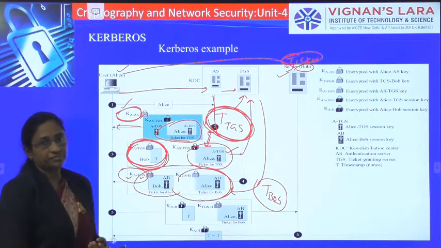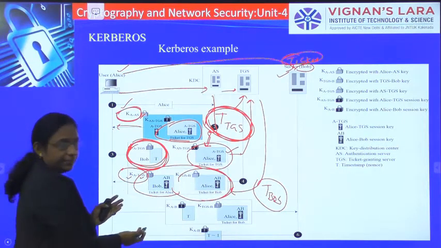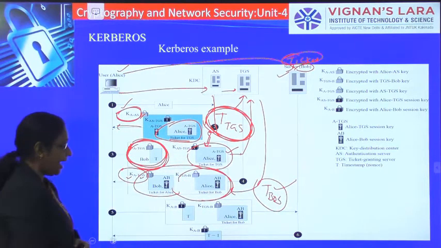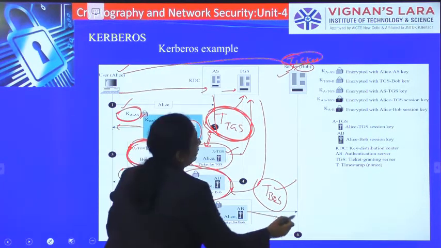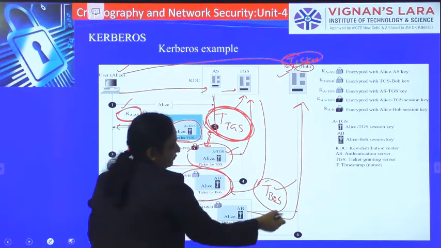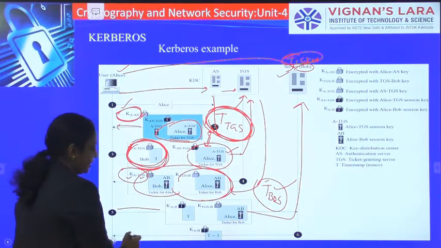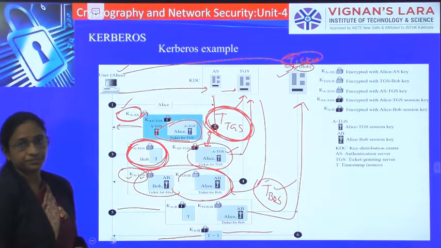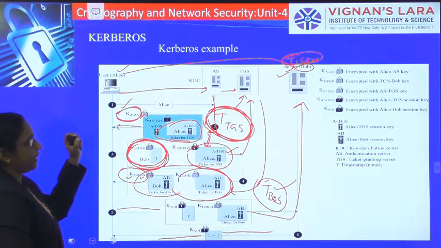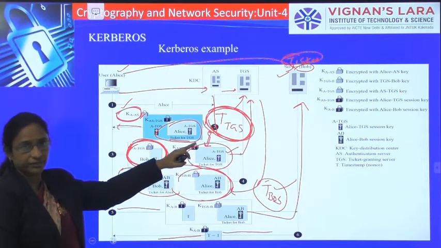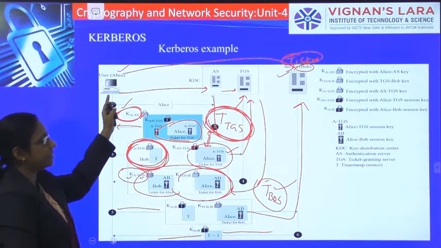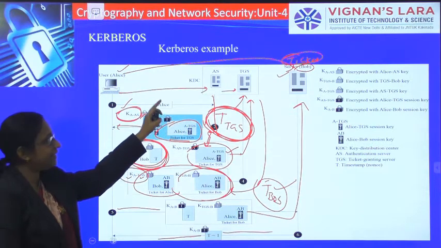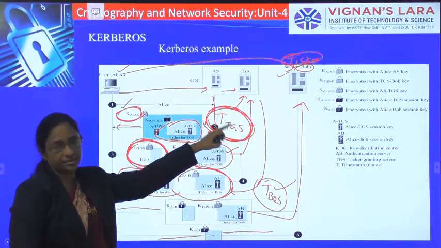Again Alice decrypts it and takes the ticket for Bob. Then she sends the ticket to the server, and the server verifies this ticket. If it is okay, then it provides access grant. So that is Kerberos. If you want to access the server, the user has to take the ticket from the ticket granting server, and by using that ticket only can Alice access the server.